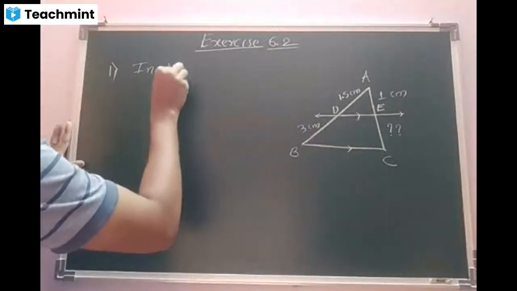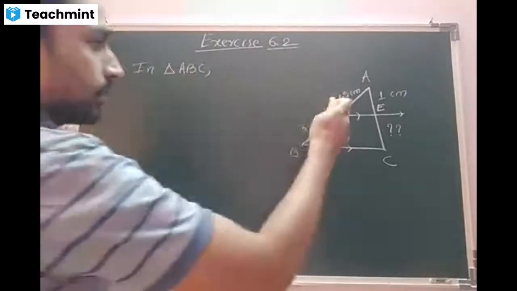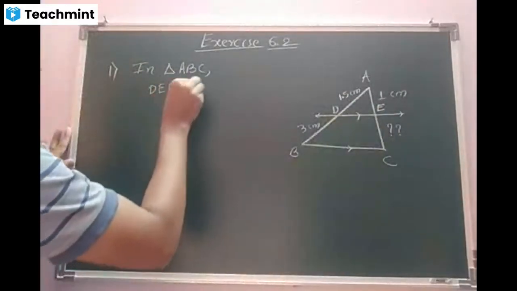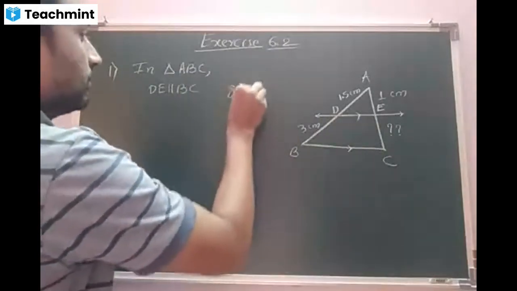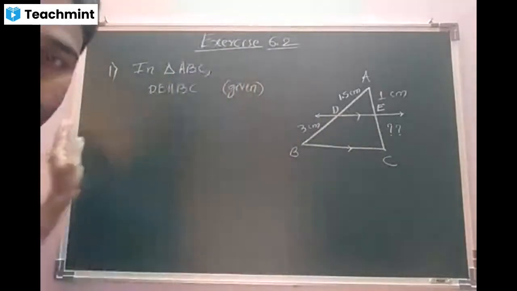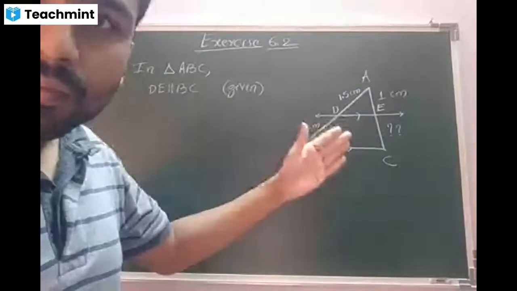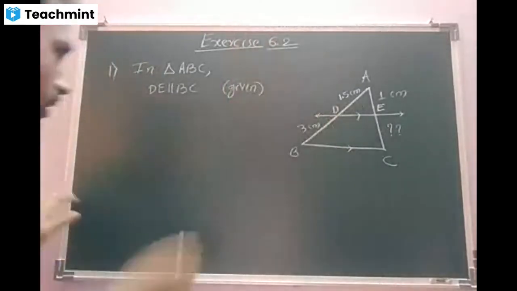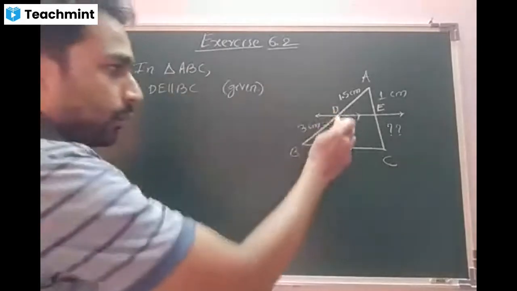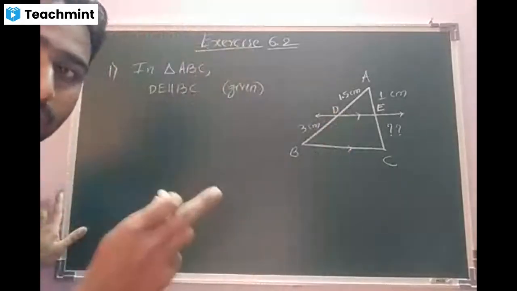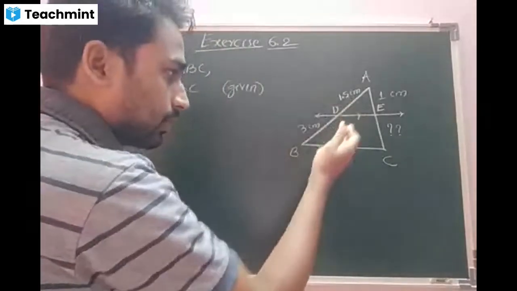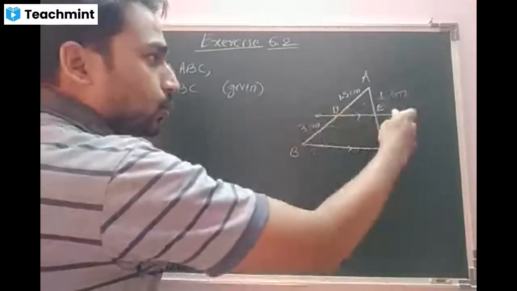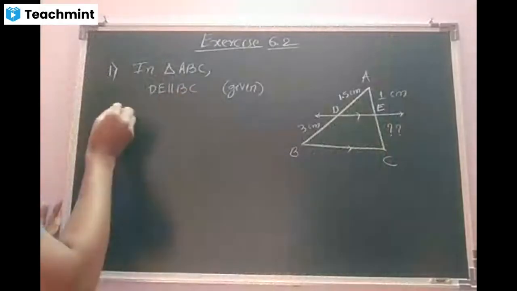In triangle ABC, DE is parallel to BC. What is the reason, beta? It is given in the question. They have given this data. Once it is parallel, we will go for Thales. He said one statement: if a line is drawn parallel to any one side of a triangle, it divides the other two sides proportionately. So I'll apply that.